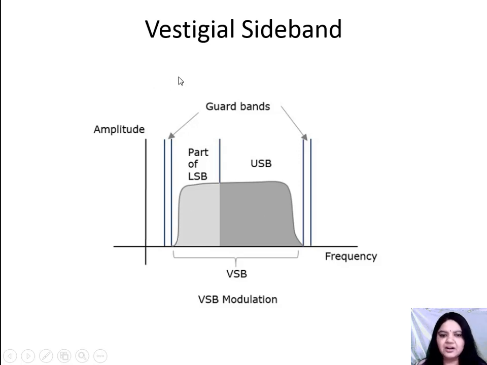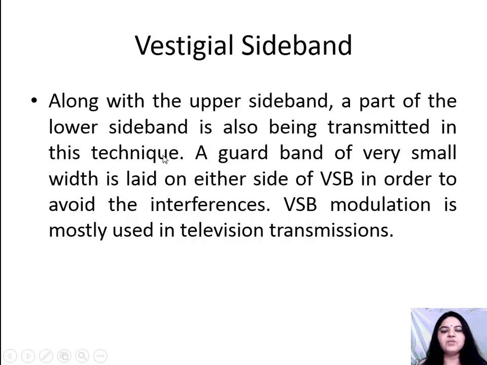These are the two guard bands. A guard band is required to protect this particular channel. So this is the VSB modulation. Along with the upper sideband, a part of the lower sideband is also being transmitted in this technique. A guard band of very small width is kept on either side of the VSB in order to avoid interference, and this modulation is mostly used in television transmission.